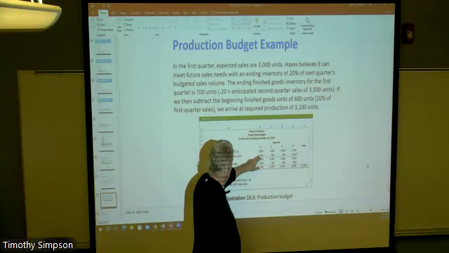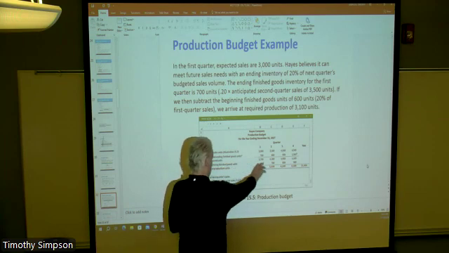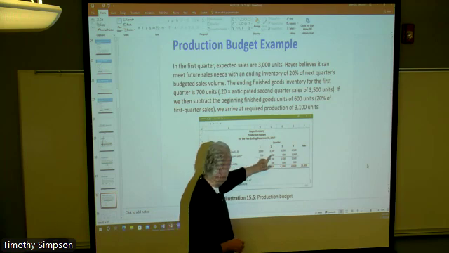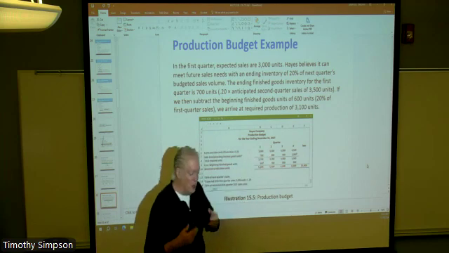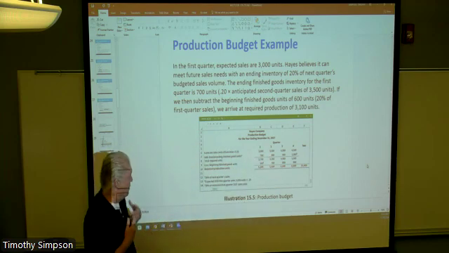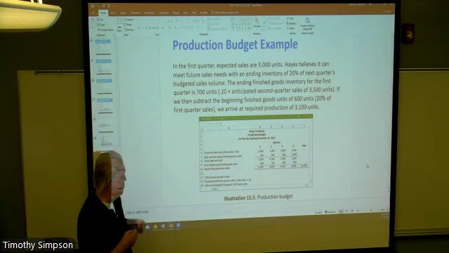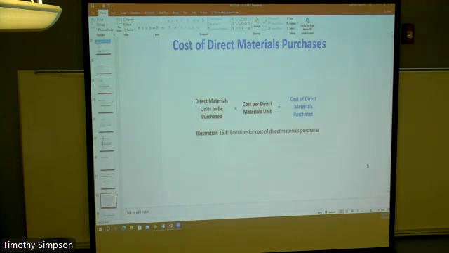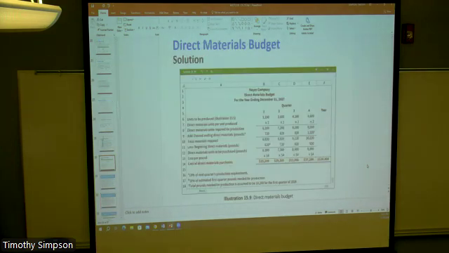So 700, which is the ending finished goods for the first quarter, becomes the beginning finished goods for the next quarter, just like 800, which ends the inventory, the finished goods for the second quarter, becomes the beginning inventory for the third quarter. And we kind of went through that, but those are the numerical production units that we had to produce. And it resulted then in a direct materials budget, which is based upon the facts given.